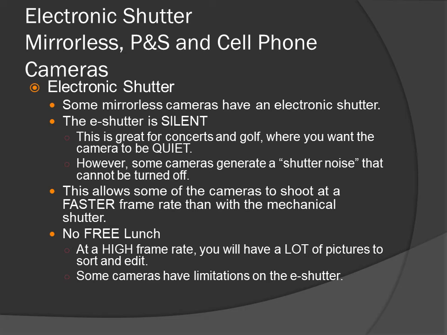Electronic shutter on mirrorless point-and-shoots and cell phones. Some mirrorless cameras have an electronic shutter. The E-shutter on some of these cameras is silent. This is great for concerts and golf where you want the camera to be quiet. However, some cameras generate a shutter clicking noise that you cannot turn off.